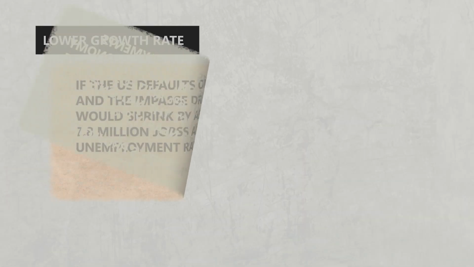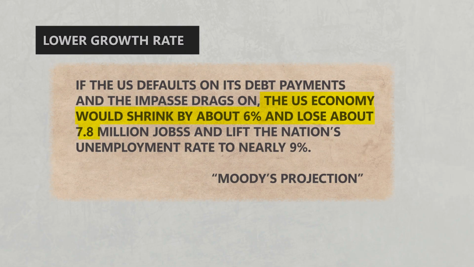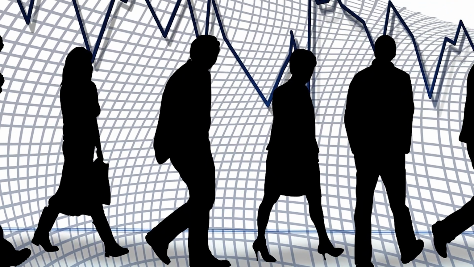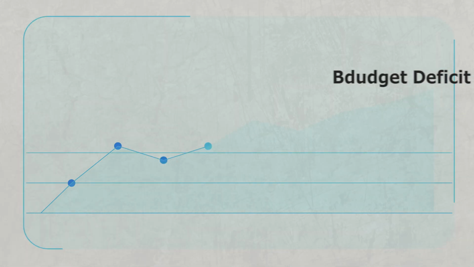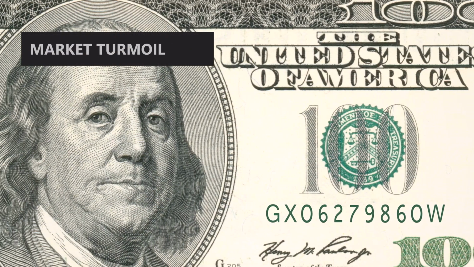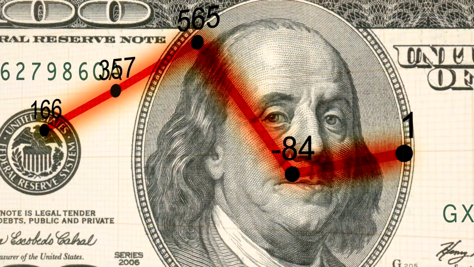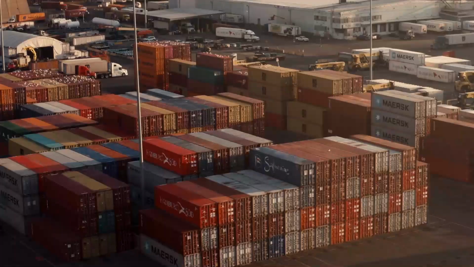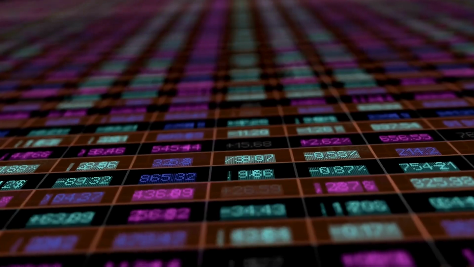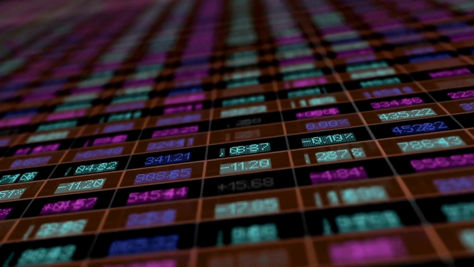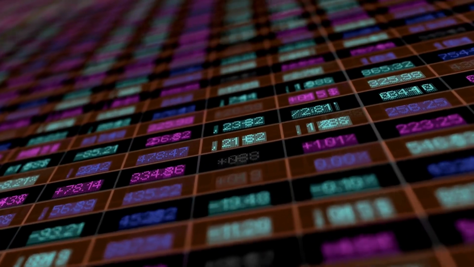Lower growth. According to Moody's analysis, the US economy would shrink by about 6% and lose about 7.8 million jobs. This would push the country into recession and hurt consumer spending and business investments. It would also reduce tax revenues and increase the budget deficit. Market turmoil. The US dollar would lose its status as the world's reserve currency and face a sharp decline in value. This would make imports more expensive and exports less competitive. It would also trigger a sell-off in the stock market and wipe out $10 trillion in household wealth.